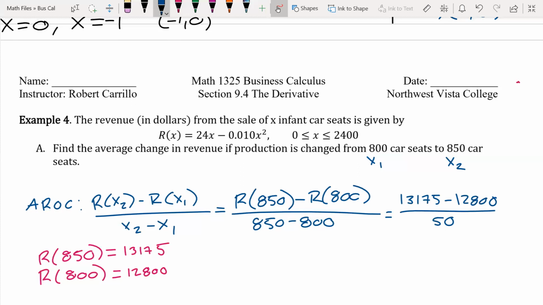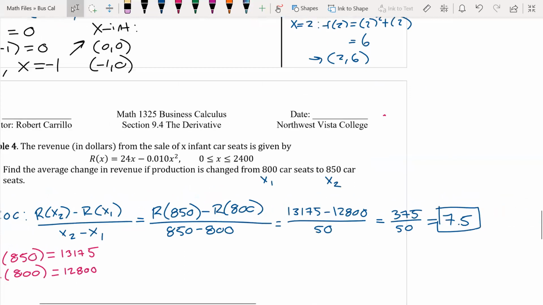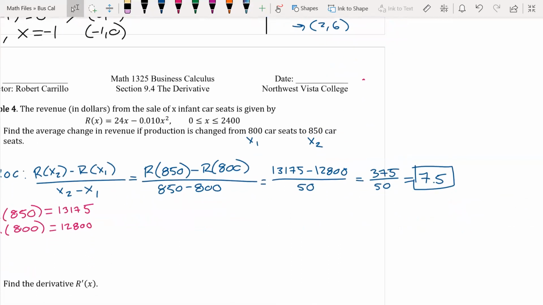And 13,175 minus 12,800 is 375. So this will give me 375 over 50, which is 7.5. So what we're saying from this answer is that if we produce 800 car seats to 850 car seats, revenue is going to increase by $7.5. That's it. So I'll put here revenue increases. Okay. So that's the average rate of change.